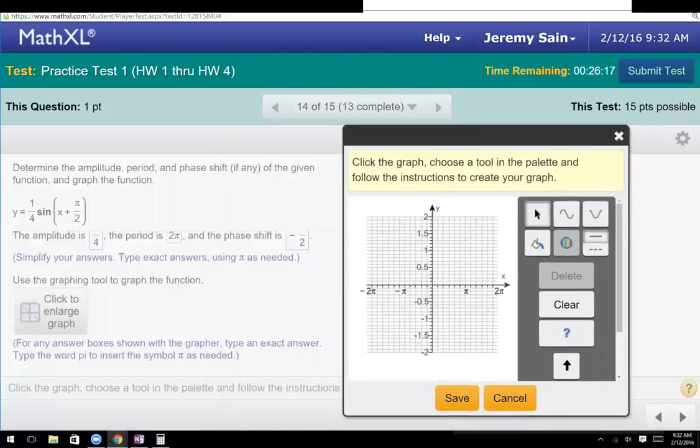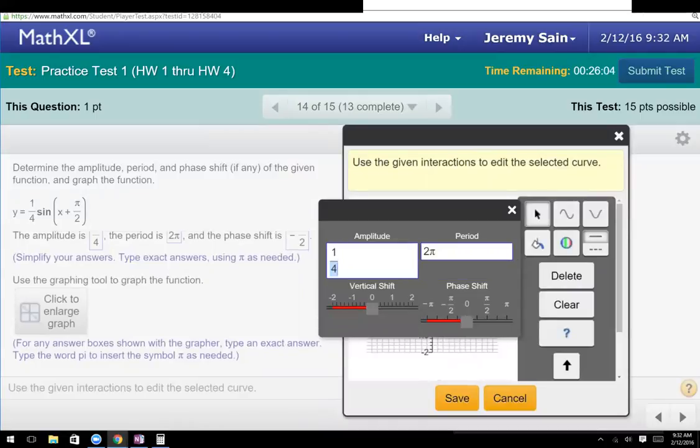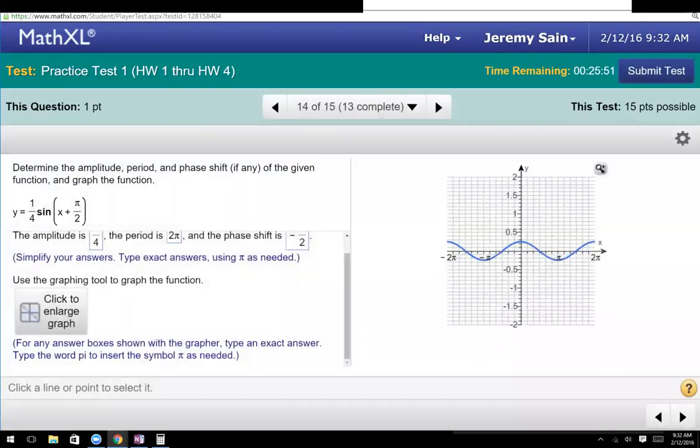Okay, so we want a sine. The amplitude is 1/4. Period is 2 pi. Vertical shift is 0. Phase shift is minus pi over 2. Okay, that looks okay.